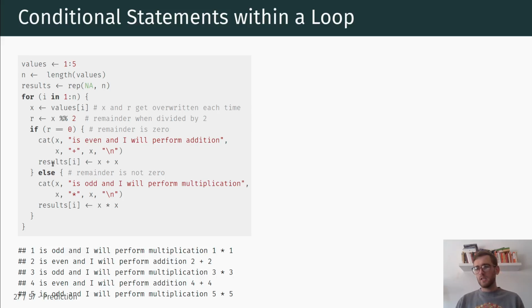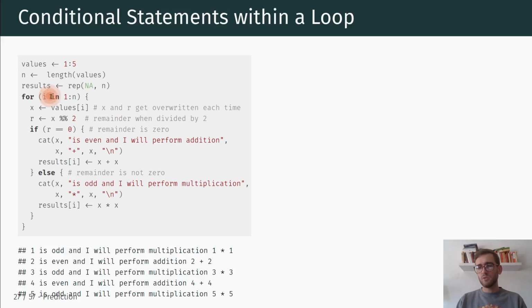So here's just an example of a conditional statement within a loop. I'm just going to go through this fairly quickly. Again, we first have a vector of values. In this example it's just a vector from 1 through 5. We have n as the number of elements in values that we save, and then we create a results vector of the same length, length n: 5 elements, and they're all missing. All we want to do in our loop is replace each of those missing values with some operation that we computed, okay?